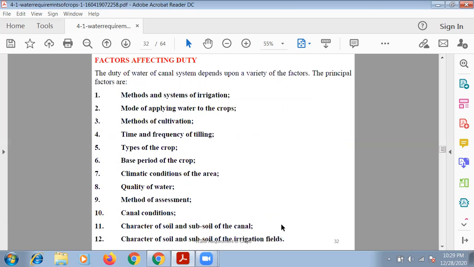Next, the factors affecting duty. The duty of water of a canal system depends mainly on the following factors: the methods and systems of irrigation, mode of application of water to the crops, method of cultivation, and time and frequency of tilling. Tilling is nothing but leveling and plowing the land. Then types of crop, base period, climatic condition, quality of water, method of assessment, canal conditions, and character of soil and subsoil of the canal as well as irrigation fields.